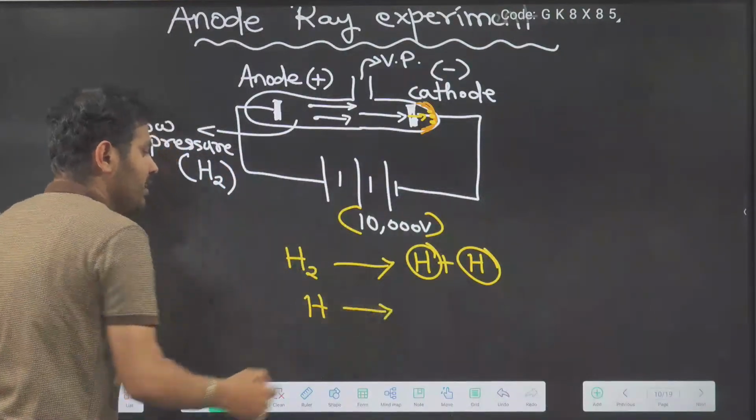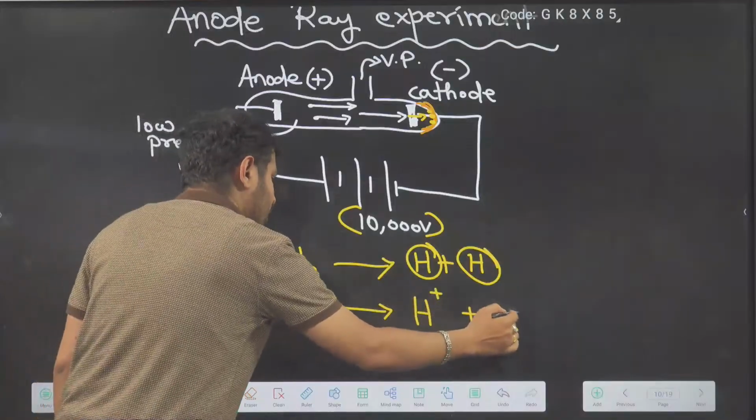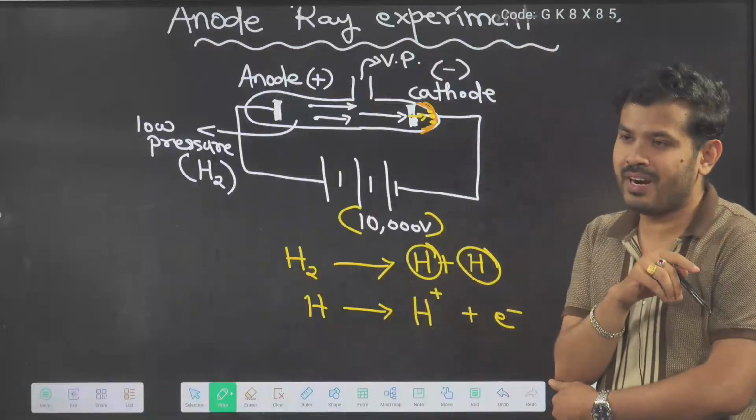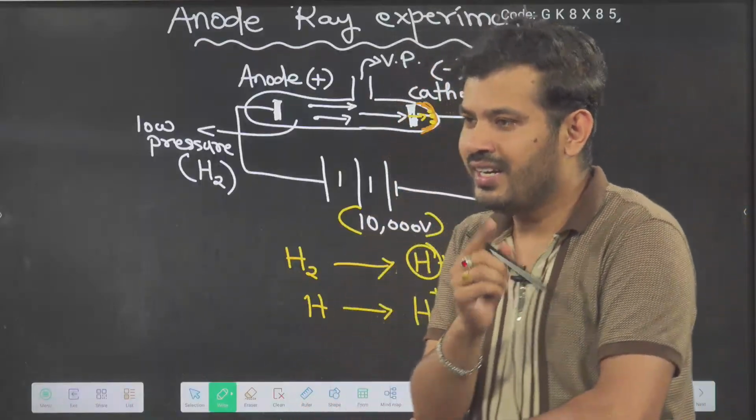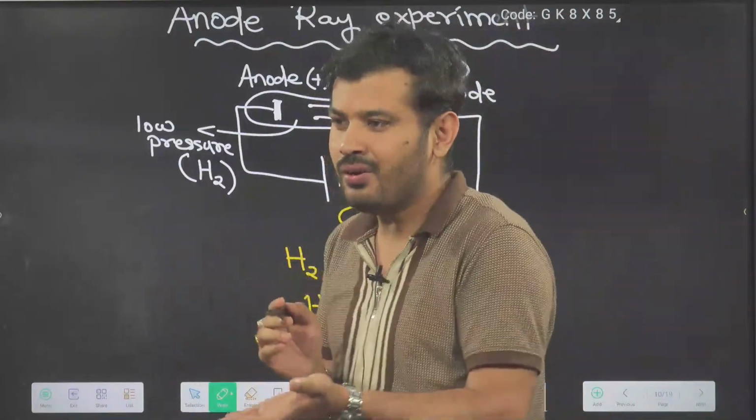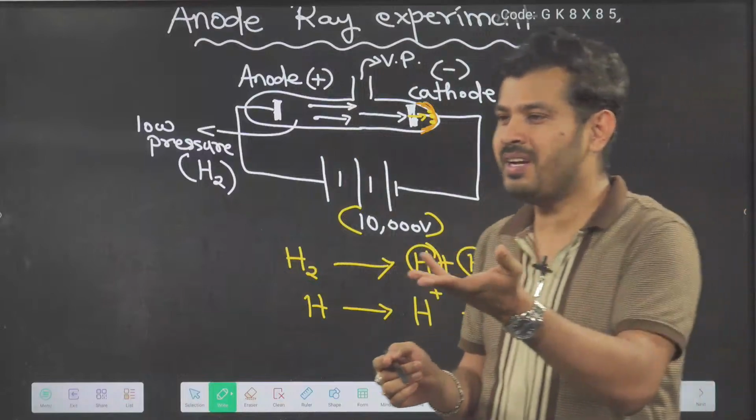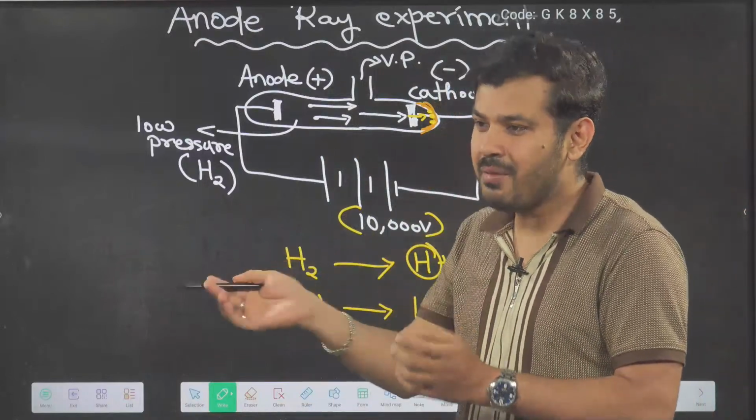The hydrogen atom will form H plus and the electron. Try to get my point. Very, very important point. How can it collide, sir? It is low pressure. That is the point. Because the pressure is very low, the rays can move easily. If very high pressure is there, that means a large amount of gas is there, and the ray may not pass.